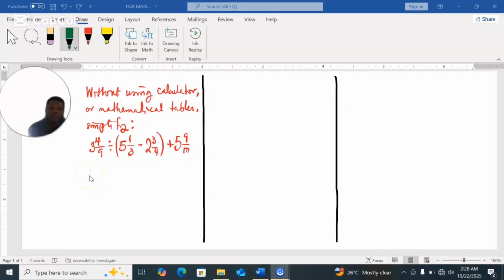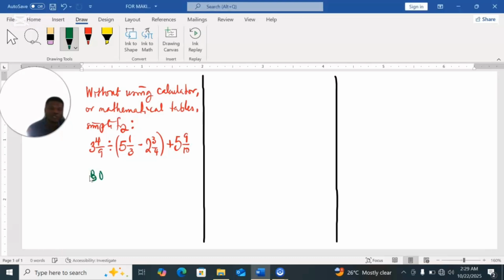In this video, we shall be solving a problem I found: without using calculator or mathematical tables, simplify 3 4/9 divided by, in bracket, 5 1/3 minus 2 3/4, close bracket, plus 5 9/10. So let's get this problem solved.